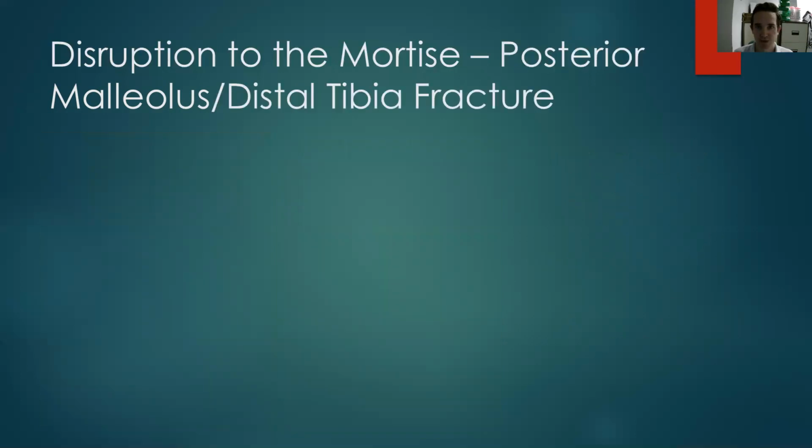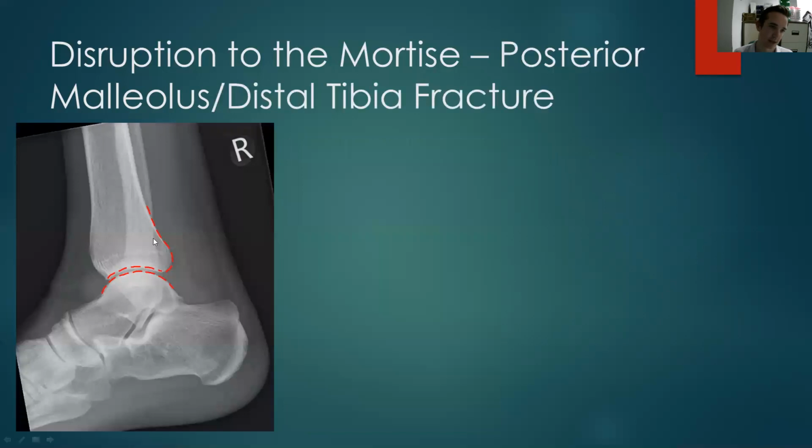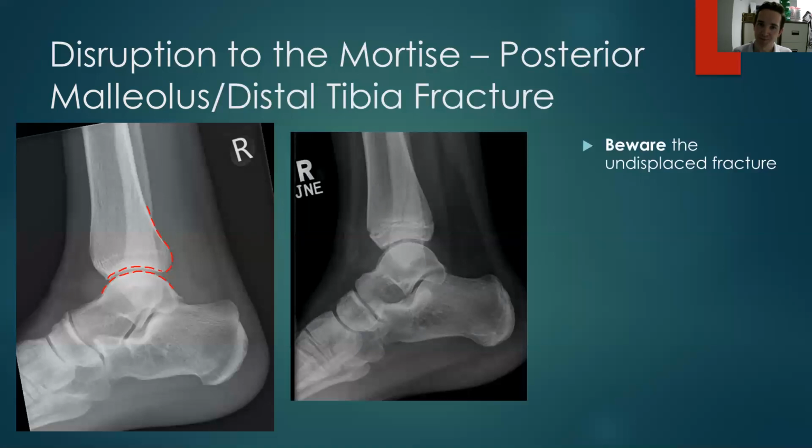So we're going to move on now to the posterior tibial malleolus. On our nice lateral ankle view, we want to be seeing a lovely smooth posterior tibial cortex in the region of the posterior tibial malleolus here. What we've got to look out for are our undisplaced fractures in this region. They're easily missed. Most people go for the medial and lateral malleolus fractures. As soon as we don't see those, brain switches off a little bit.